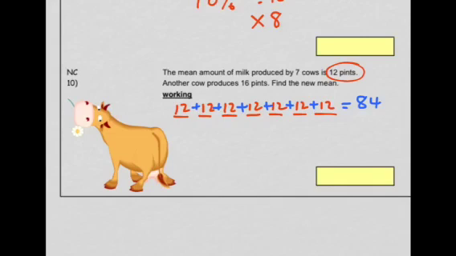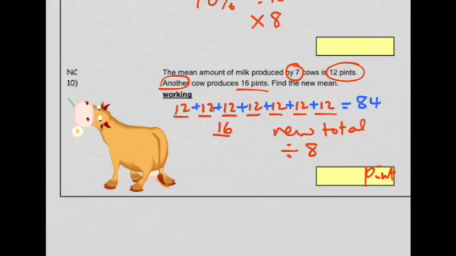There's an extra cow comes along who produces 16. So we'll add that on and get a new total. And that new total is to be then divided by the number of cows that you've got. So you originally had 7 cows, the extra one makes 8. So if you divide that by 8, you'll get the new mean answer. And the answer is in pints.